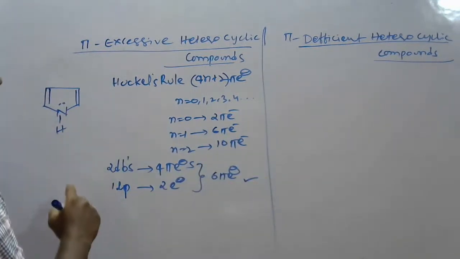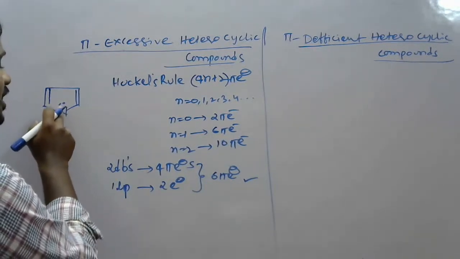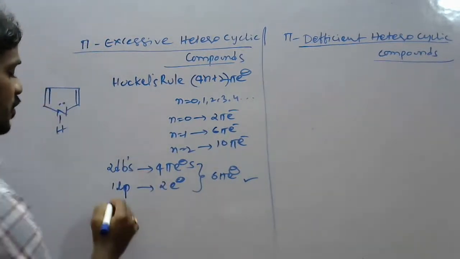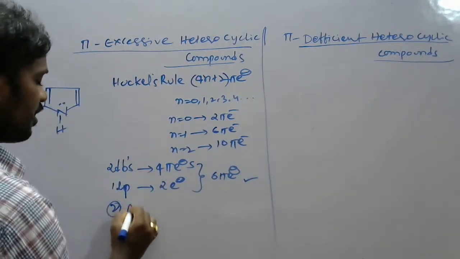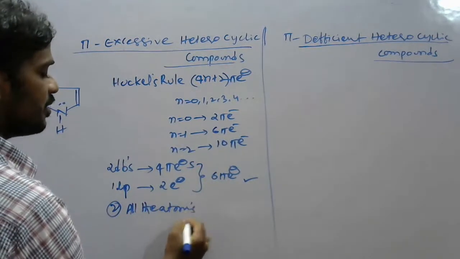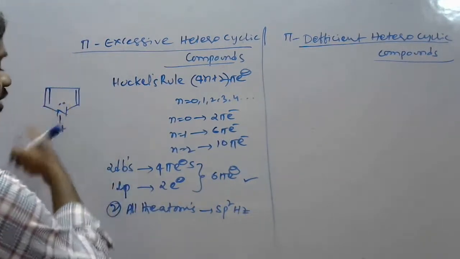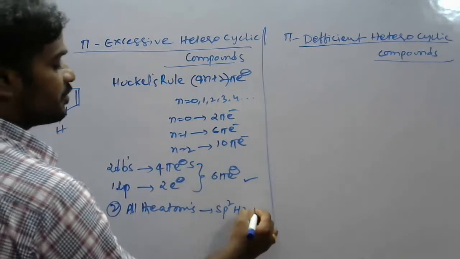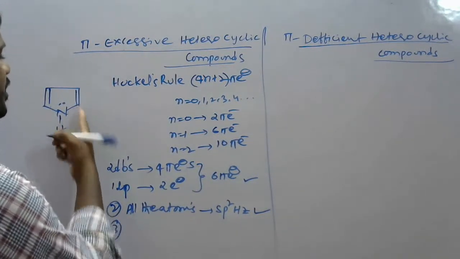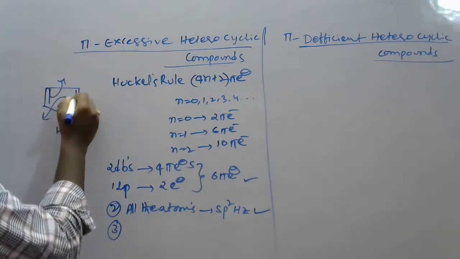Next, which hybridization is required for all atoms? Without involvement in delocalization it is sp3 hybridization, but with involvement in delocalization it is sp2 hybridization. So the second condition for aromaticity is that all the atoms are sp2 hybridized. With the lone pair of electrons involved, the nitrogen is also sp2 hybridized. The third condition is the delocalization of pi bond electrons. If a lone pair is there, it is also involved in the delocalization.